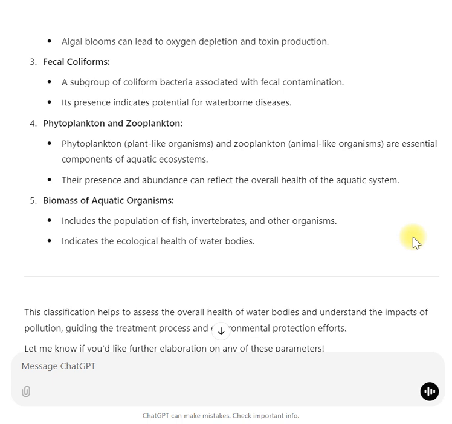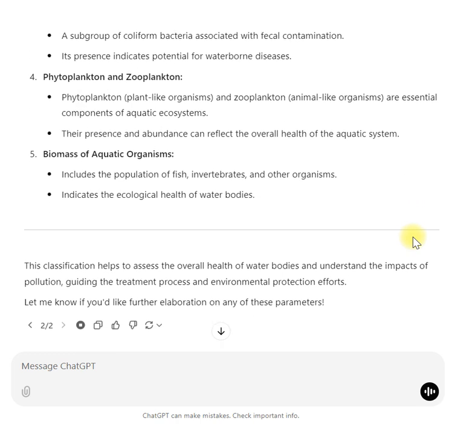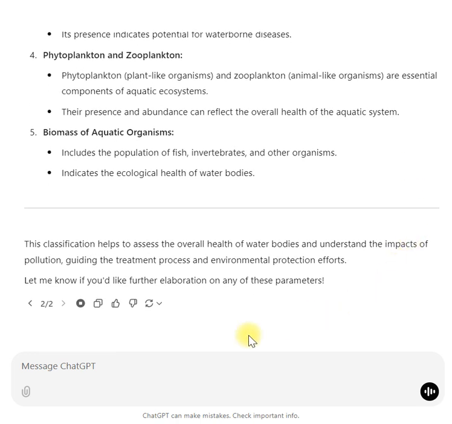4. Phytoplankton and zooplankton. Phytoplankton, plant-like organisms, and zooplankton, animal-like organisms, are essential components of aquatic ecosystems. Their presence and abundance can reflect the overall health of the aquatic system. 5. Biomass of aquatic organisms includes the population of fish, invertebrates, and other organisms. Indicates the ecological health of water bodies. This classification helps to assess the overall health of water bodies and understand the impacts of pollution, guiding the treatment process and environmental protection efforts. Let me know if you'd like further elaboration on any of these parameters.